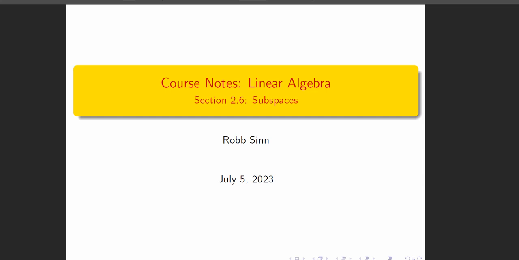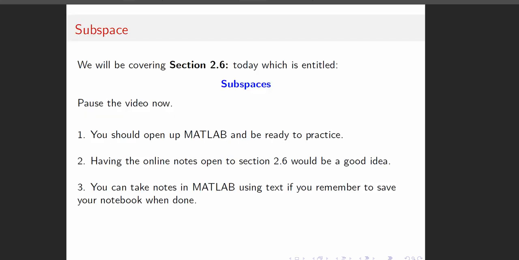Hi, so now we're looking at section 2.6, which is called subspaces. And you may be wondering, what in the heck is that? Subspaces? Okay, so this is a good time to open up section 2.6 in the notes and to have MATLAB open and ready to do some calculations, and that'll be good practice. So pause the video now if you'd like and get your setup ready to go.